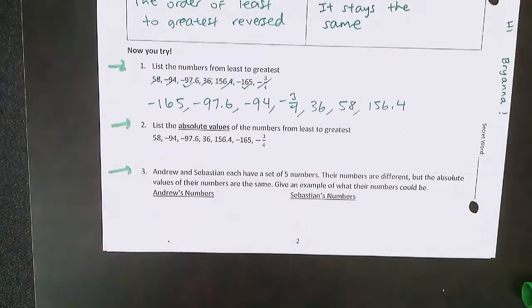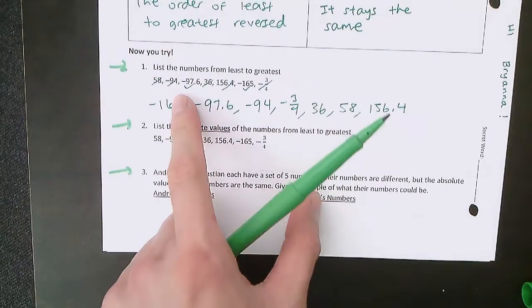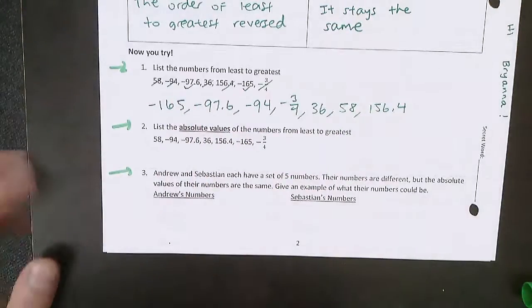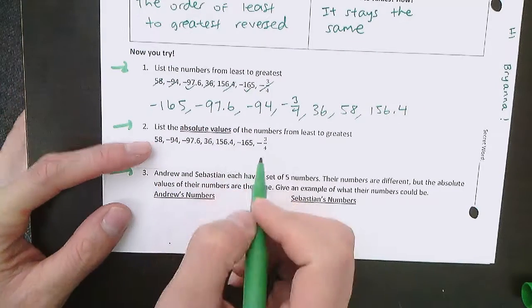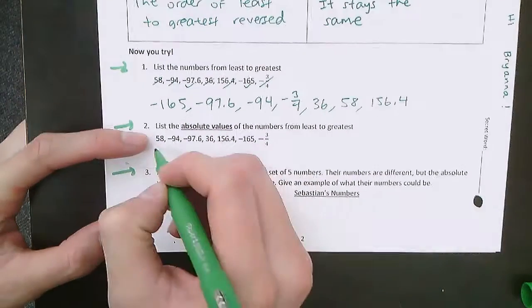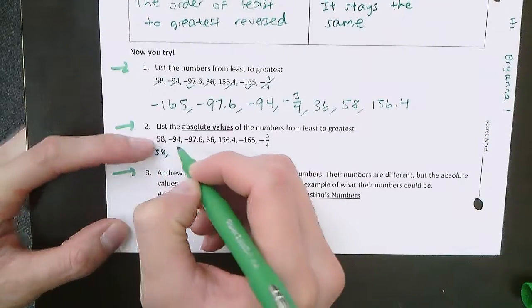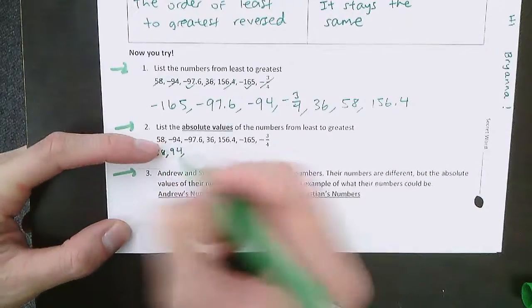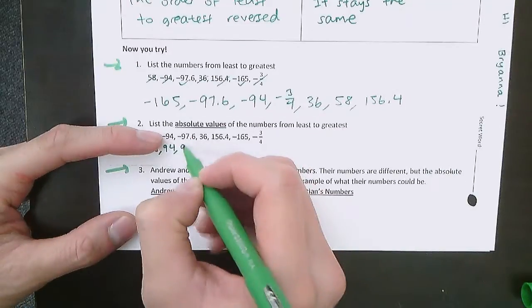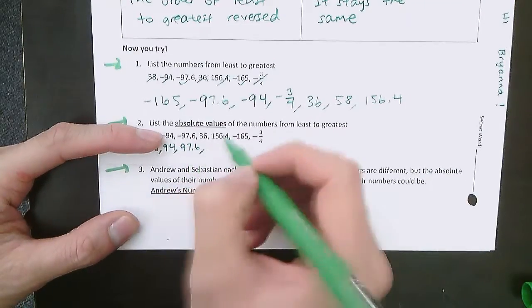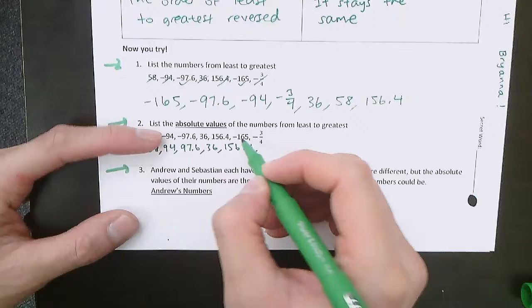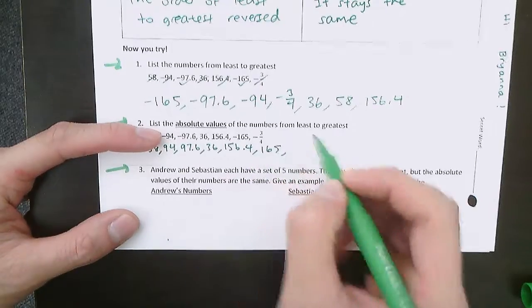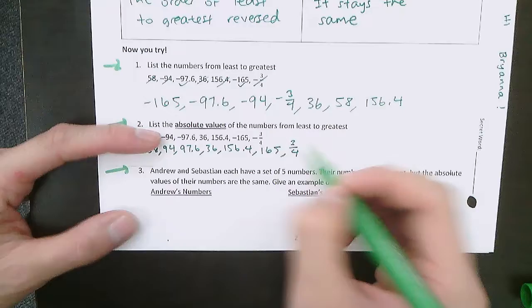Okay. Number 2 asks us, list the absolute values of the numbers from least to greatest. Oh, I almost forgot. If you got number 1 correct, 2 gold stars for you. So I think it's easiest to list the absolute values of just each of these numbers first and then order them from least to greatest. So we would have 58 is the absolute value of 58. The absolute value of negative 94 is positive 94. The absolute value of negative 97.6 is positive 97.6. 36 stays the same. 156.4 stays the same. Negative 165 becomes positive 165. Negative 3/4 becomes positive 3/4.